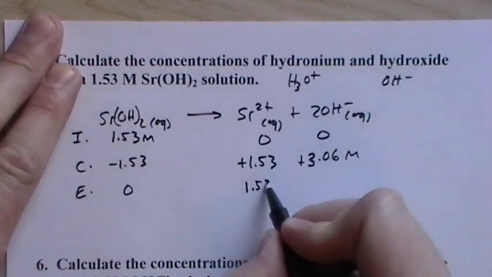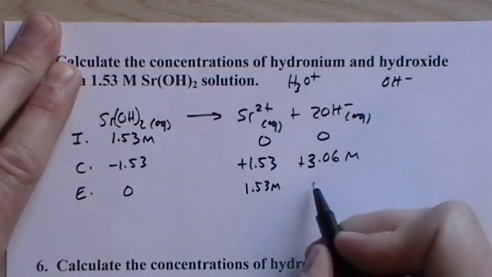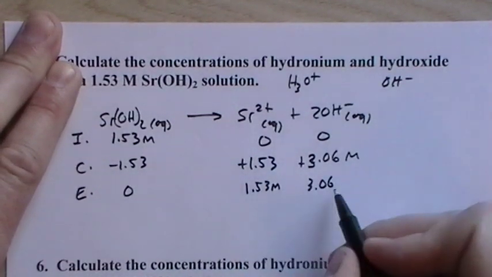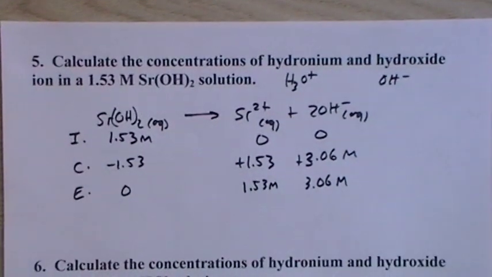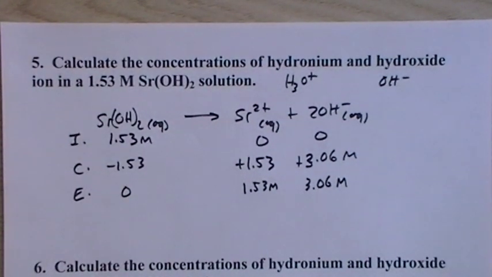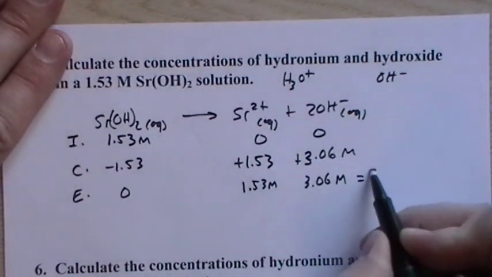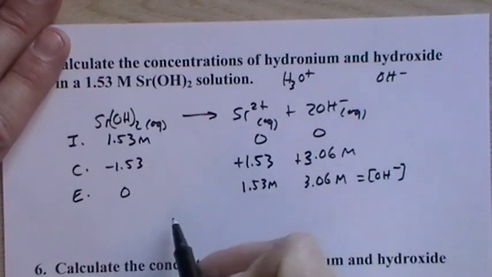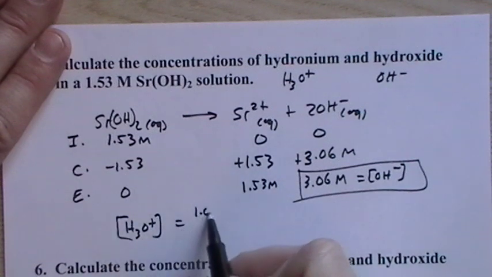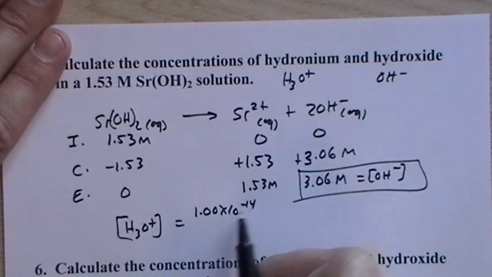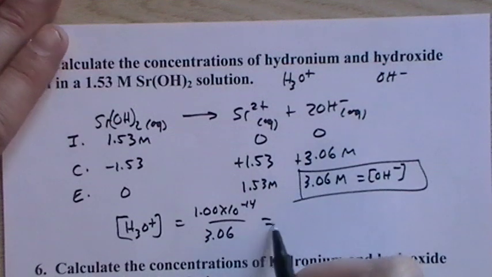We get 1.53 molar of strontium ion. In this case, we don't really care about that. It's important as a counter ion, but it doesn't help us with the calculation. And then we'll have 3.06 molar of the hydroxide ion. So now we know what our hydroxide ion is. We want to know the constant. So that's our one answer. And then the hydronium ion is going to be 1.00 times 10 to the minus 14 over 3.06.